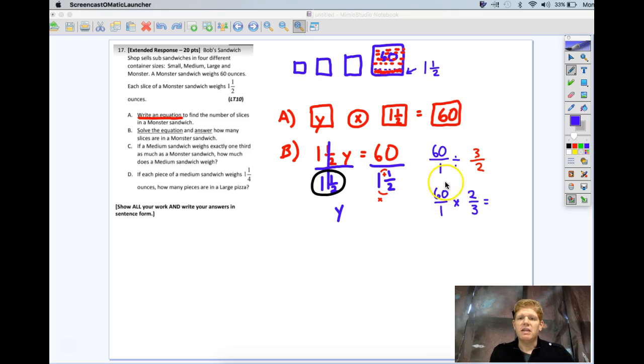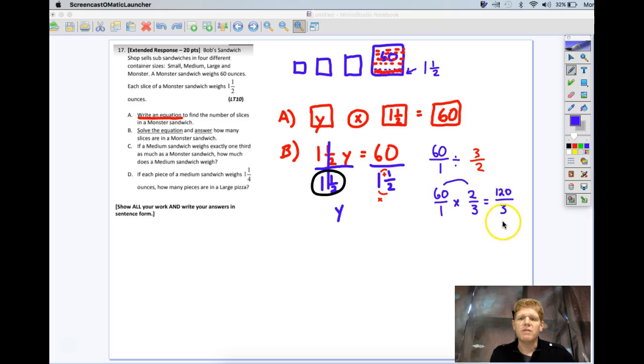All right, 60 times 2, because multiplication, it's no problem. Top times the top and bottom times the bottom. 60 times 2 is 120. 3 times 1 is 3. Now I know that every division problem, every fraction is a division problem.